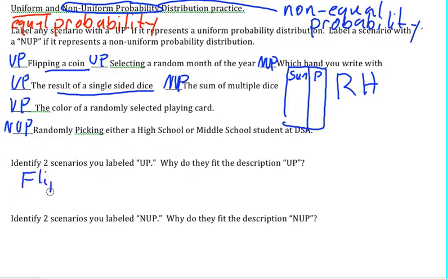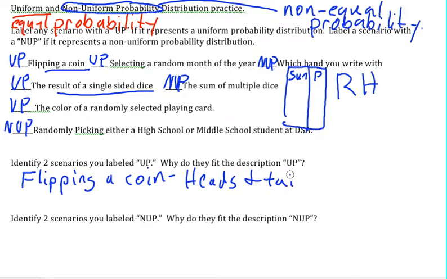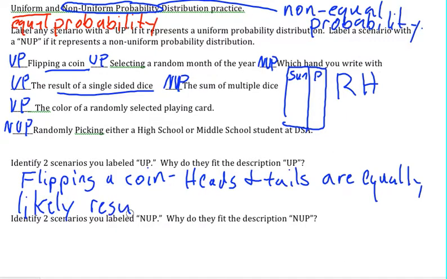So flipping a coin. What makes it a uniform probability? Heads and tails are equally likely results. I'm running out of space here, but we'll do the results of a single six-sided die.